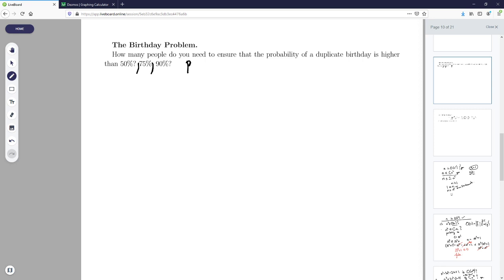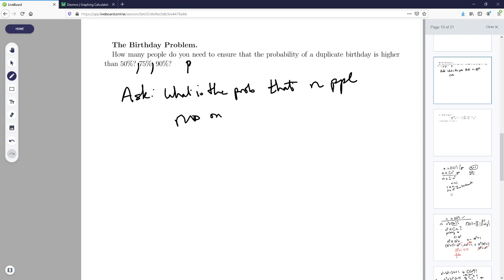Okay. Here's the idea. What we want to do is ask an equivalent question. What is the probability that if we have n people, no one shares a birthday?